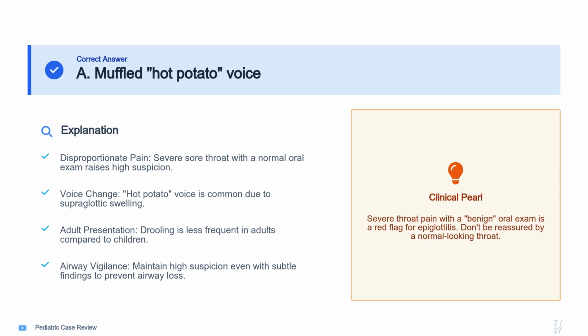The key diagnostic clue is disproportionate pain and voice change with a benign-appearing oral examination. This suggests pathology above the oropharynx in the supraglottic region. Voice changes are common in adults with epiglottitis, though drooling is less frequent than in children. The normal-appearing throat despite severe symptoms should raise suspicion for epiglottitis. Maintain high vigilance for potential airway compromise and involve otolaryngology and anesthesiology early.